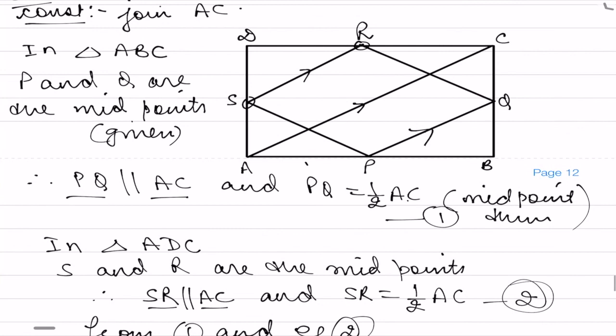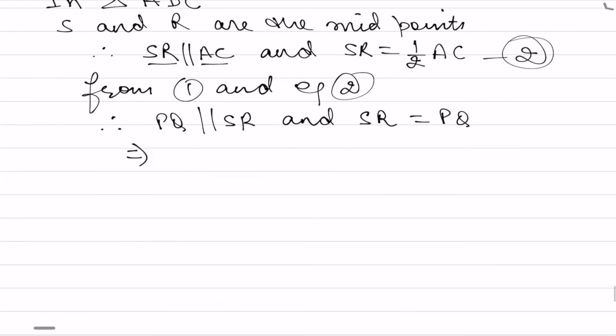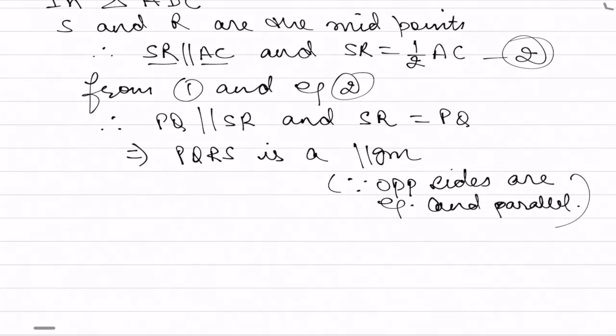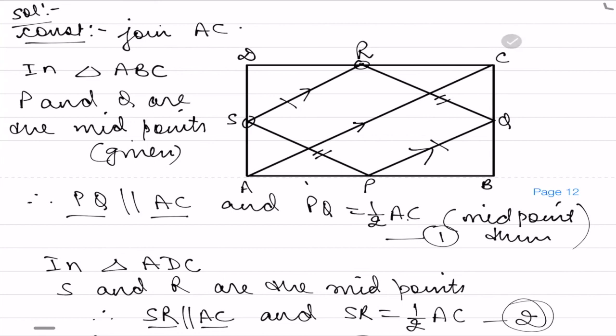So one pair of opposite sides is parallel as well as equal. Therefore, PQRS is a parallelogram. This proves that PQRS is a parallelogram because opposite sides are equal and parallel. That we have proved. If this is a parallelogram, that means the opposite sides are equal. Now we have proved opposite sides are equal, but in a rhombus all the sides are equal. So what we have to prove is that their adjacent sides are also equal.